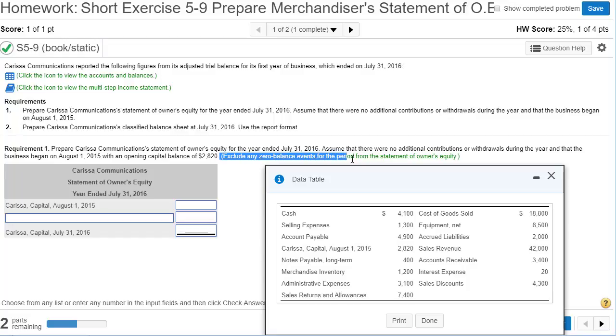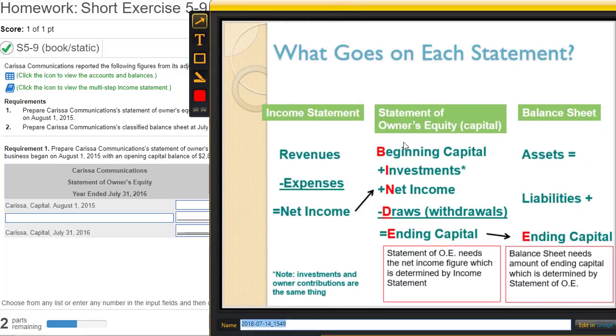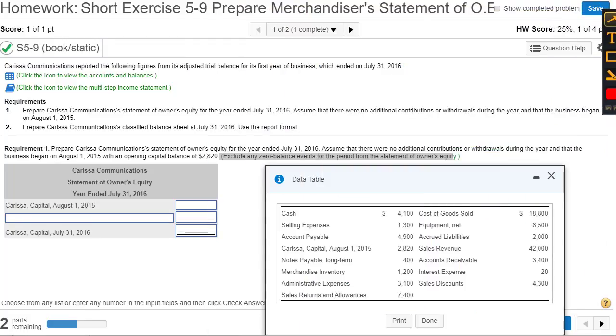Exclude any zero balance events from the period from the statement of owner's equity. So in other words, if the company has no investments or contributions, leave it off. If the company has no draws, leave it off. So we're going to start with the statement of owner's equity.